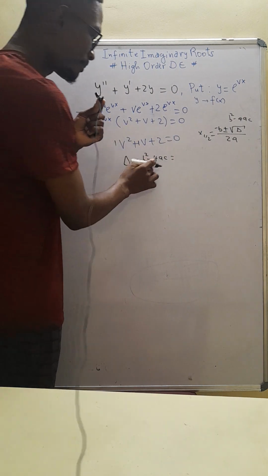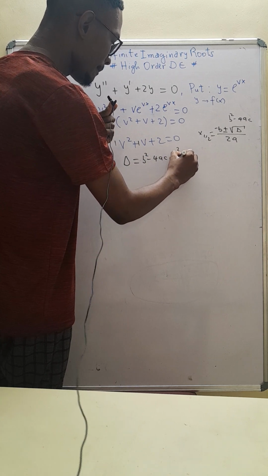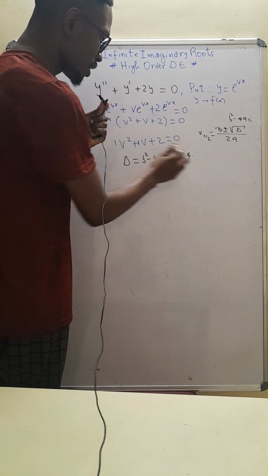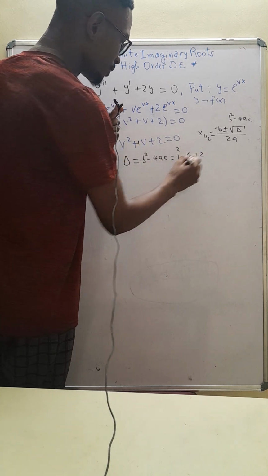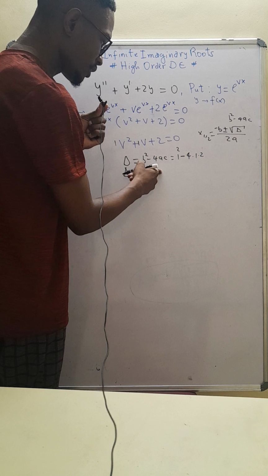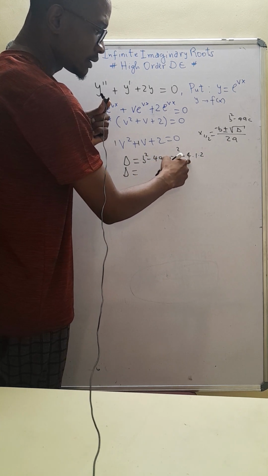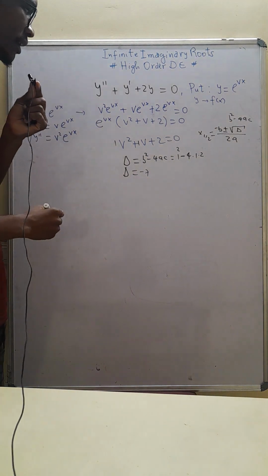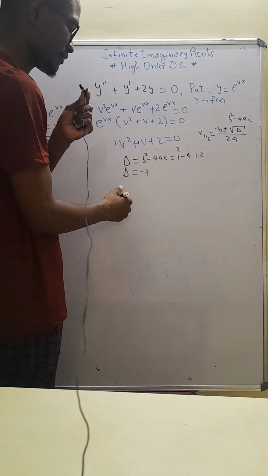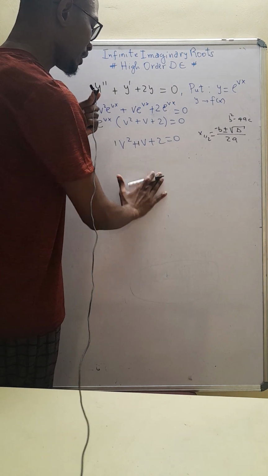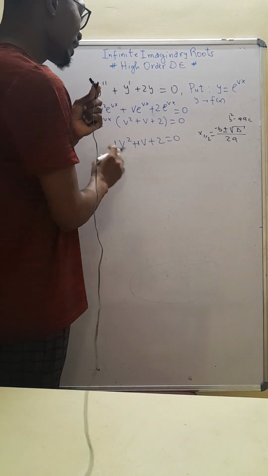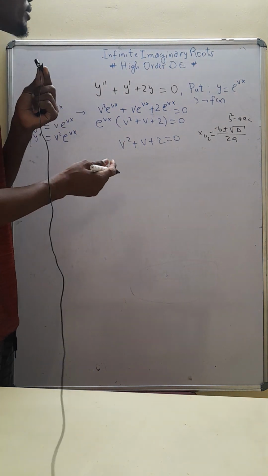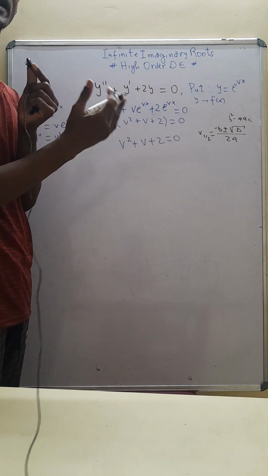What will it be? b is 1, squared, minus 4. What is a? a is 1. And what is c? c is 2. If you just multiply all of them, you are going to have 1 minus 8. It will be minus 7. So minus 7. In the domain of real numbers, there is no root for this one. But that's why we are talking about imaginary roots.